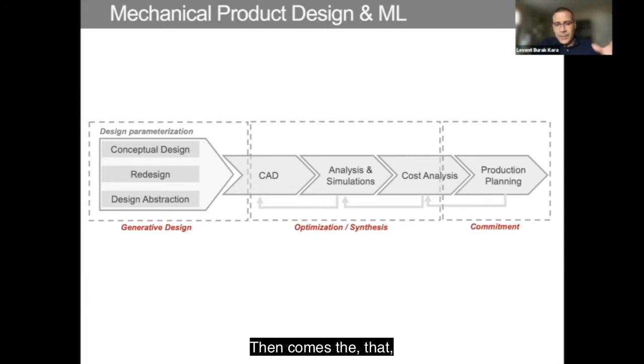Then comes what we know as the traditional computer-aided design. Once we have the ideas in place, we go to the computer, we sketch them up, we analyze them, we simulate them, we try to see how well we can manufacture them, how much will it cost, and finally we commit to that design and send it to production planning and manufacturing. So this is the very traditional design and engineering pipeline.